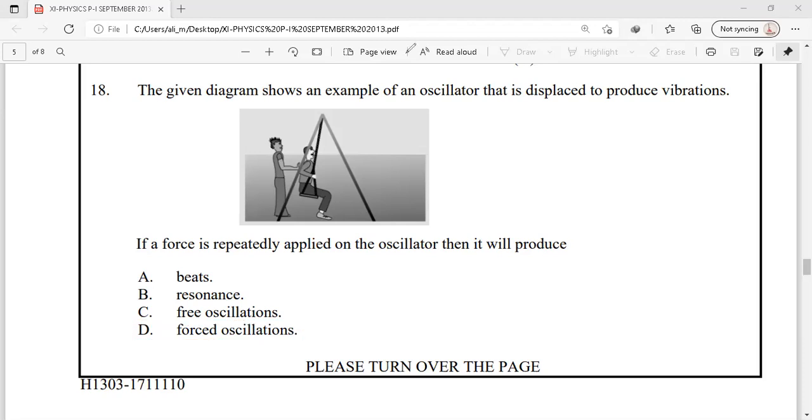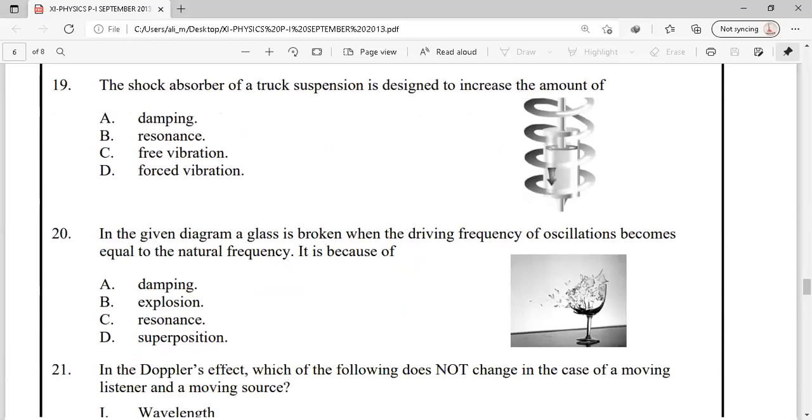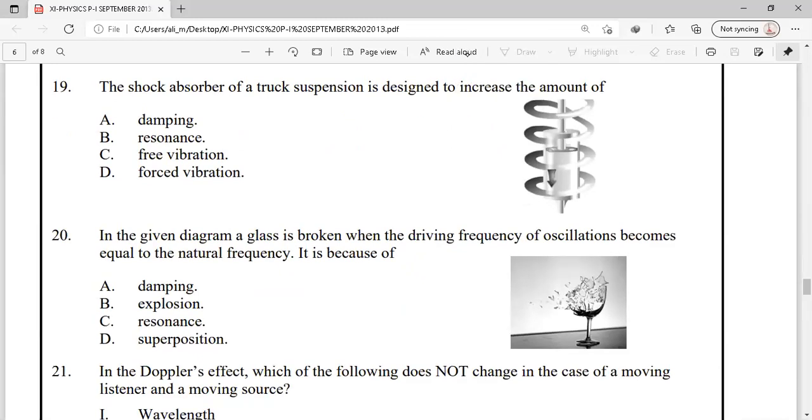Let's come to our question number 19. The shock absorber of our truck suspension is designed to increase the amount of damping. If the damping is very high, the body will come to its original position without vibrating in a very short period of time. So option A is the right answer.